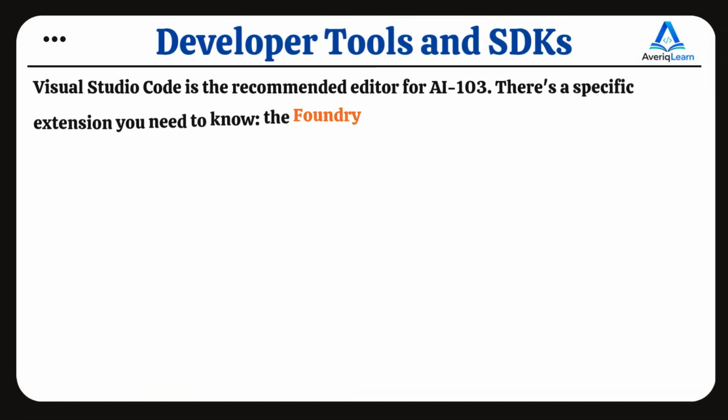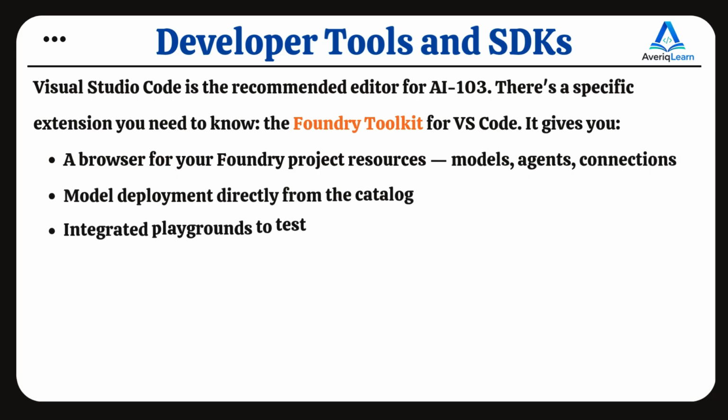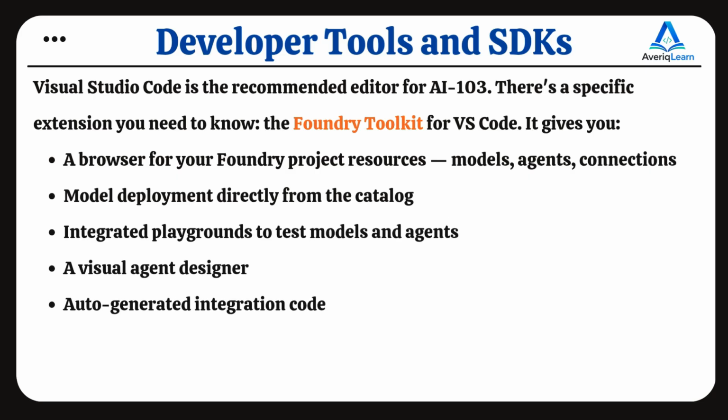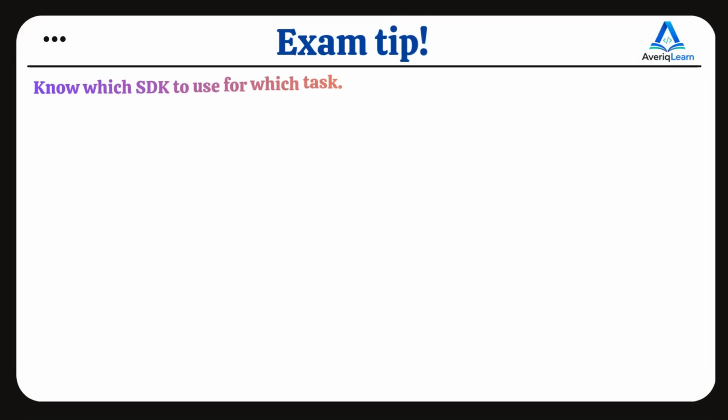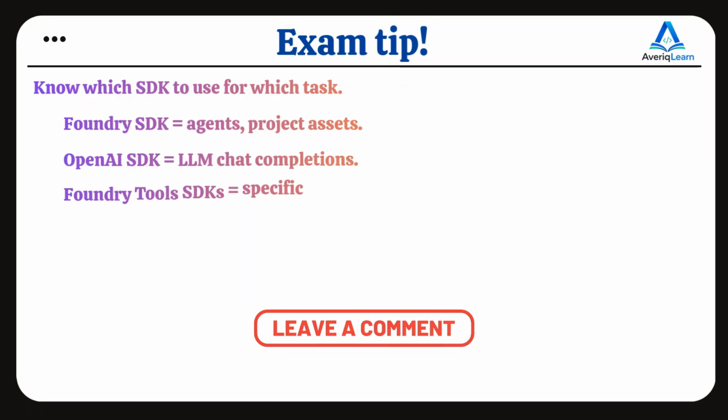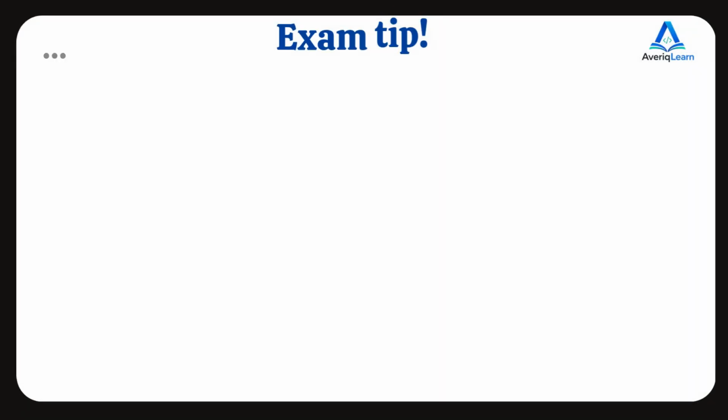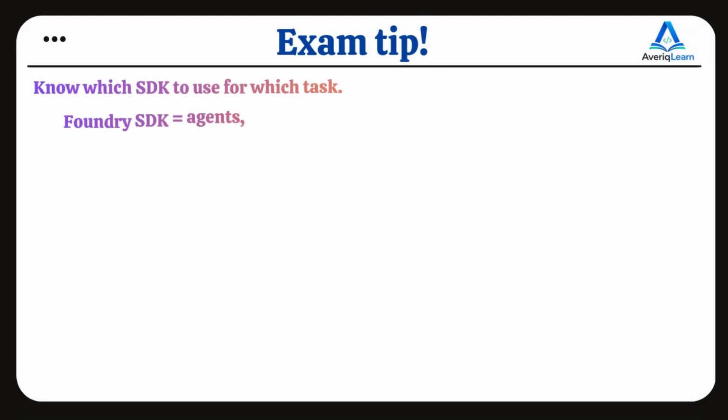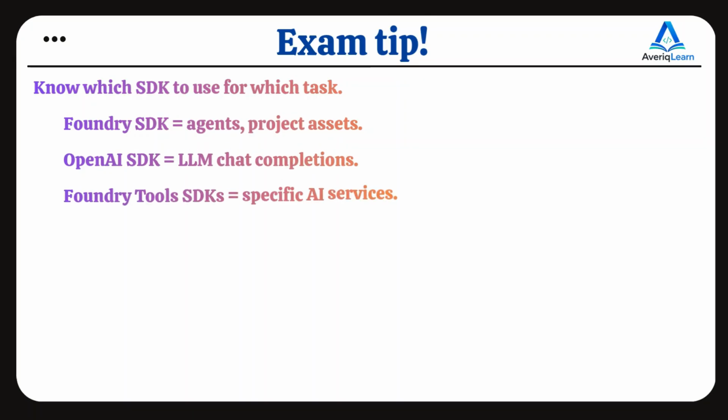Developer tools and SDKs. Visual Studio Code is the recommended editor for AI-103. There's a specific extension you need to know, the Foundry Toolkit for VS Code. Exam tip: know which SDK to use for which task. 1. Foundry SDK equals agents. 2. Project assets. OpenAI SDK equals LLM chat completions. 3. Foundry Tools SDKs equals specific AI services.